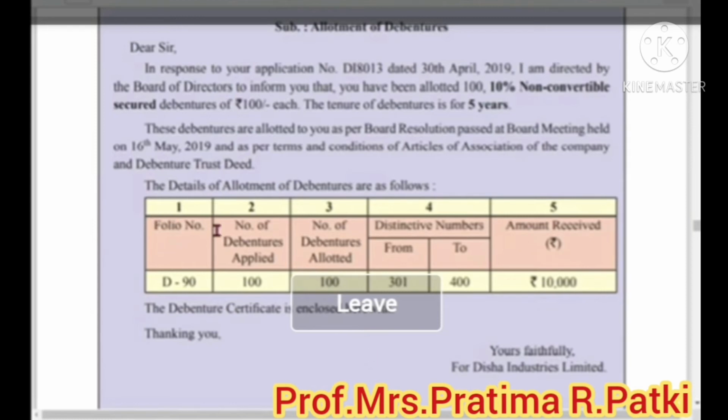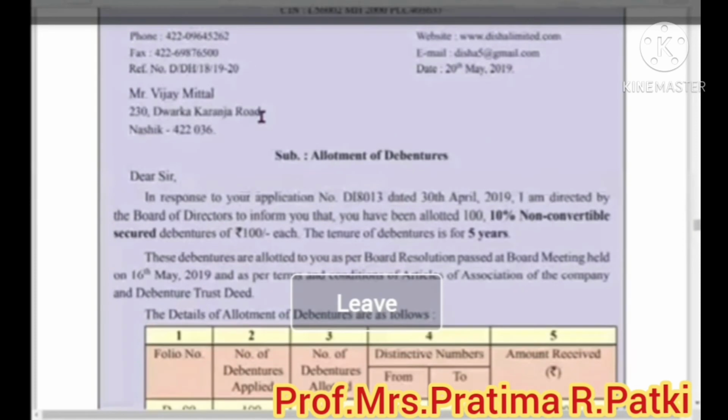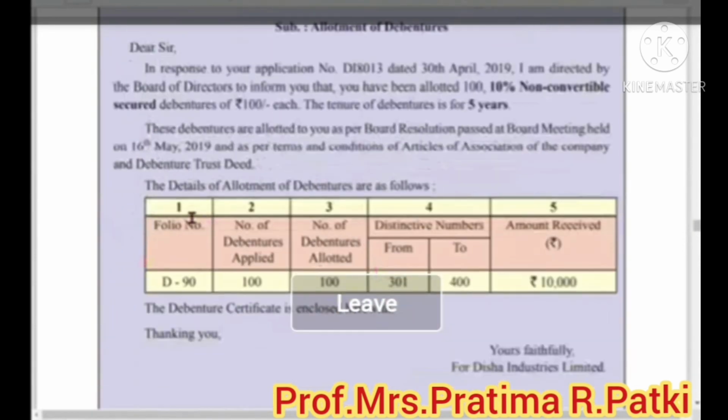First is the folio number. So D90 they have given, right? D90, that is the letter number, some folio number which the company keeps for referencing or for its filing purpose, the folio number. Then is the number of debentures applied. Number of debentures allotted. This is the same as the issue of shares. So number of shares applied and number of shares allotted. So over here, number of debentures applied, number of debentures allotted. Now since 100 are allotted, the distinctive numbers will be in a gap of 100. So here it is 301 to 400, and the amount received is 10,000.